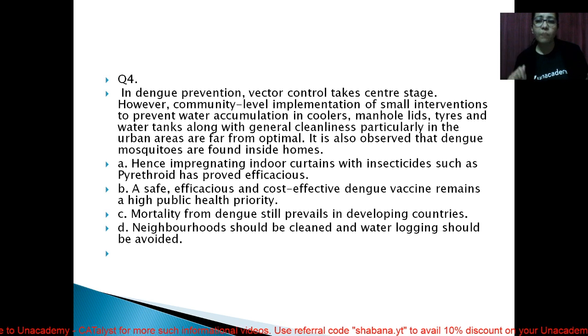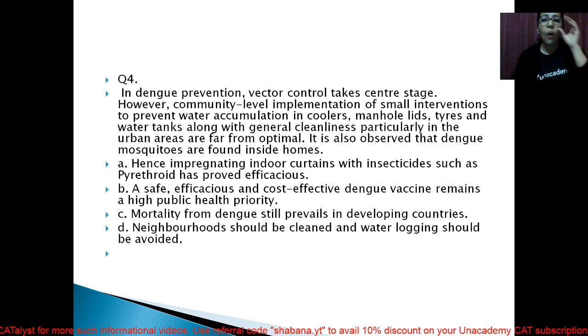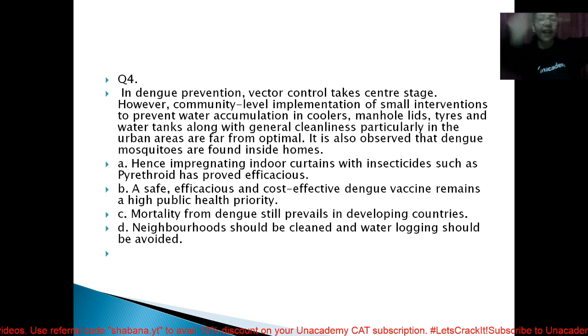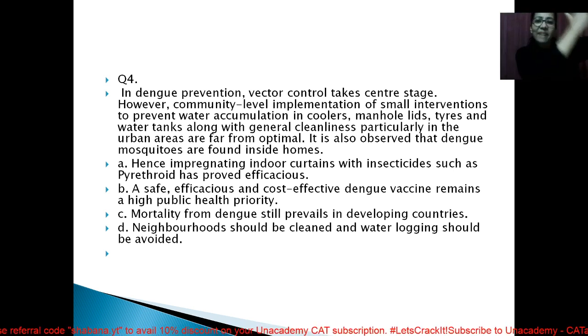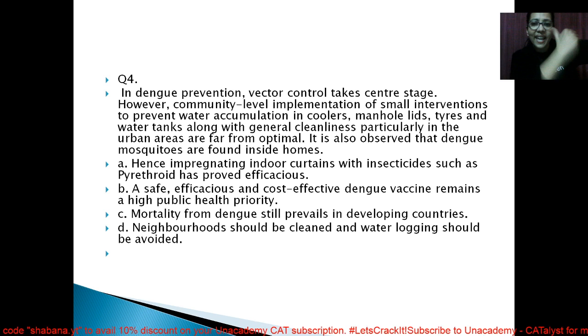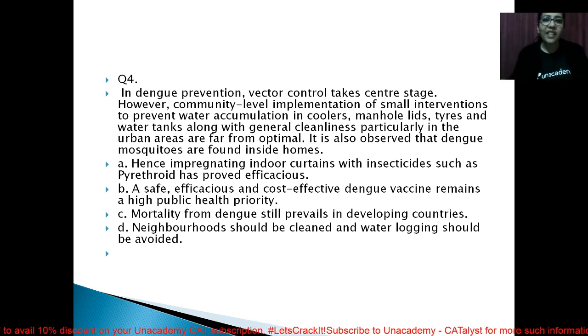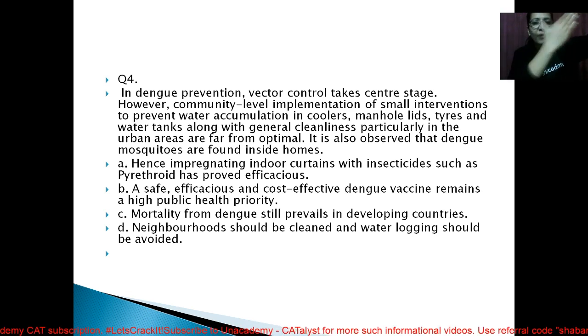It is also observed that dengue mosquitoes are found inside homes. Now, I'm not going on to the options. Everybody, try to understand what I'm trying to show you. We started with vector control. Okay? Then we came down to community level. Then we came down to inside homes. Now, after that, you can't go back and talk again about community. You can't go back and talk again about the government. You can't go back and talk again at the large scale. Fine? So this is called flow.